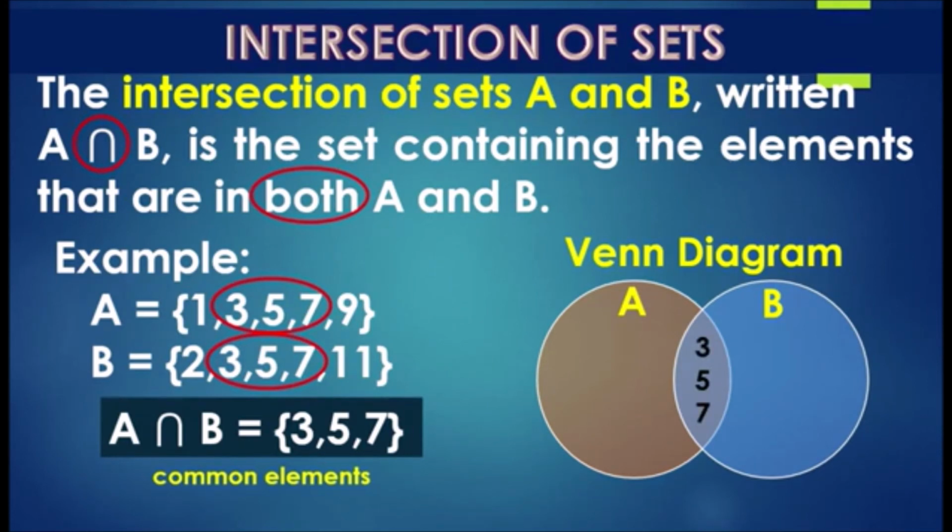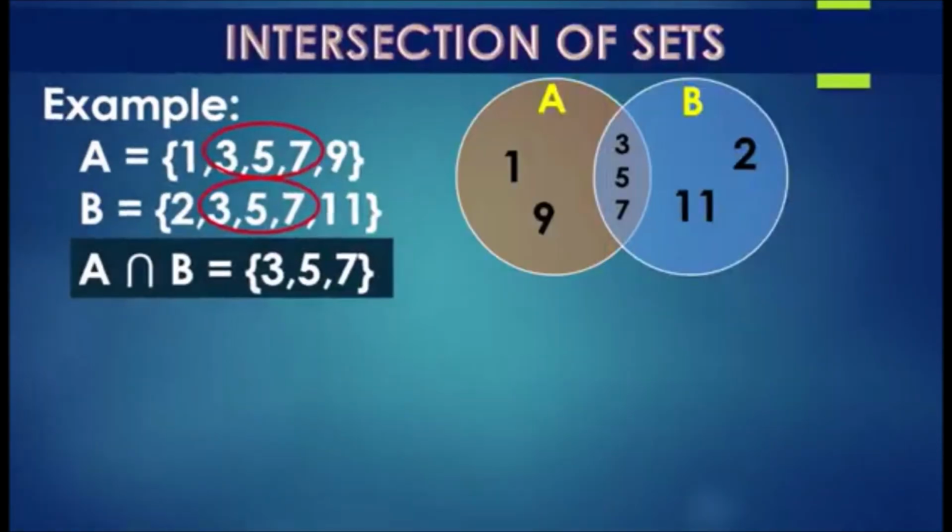The next thing to do is to identify the elements in A which are not in B. So you have 1 and 9. Then in B, the elements which are not in A, you have 2 and 11.